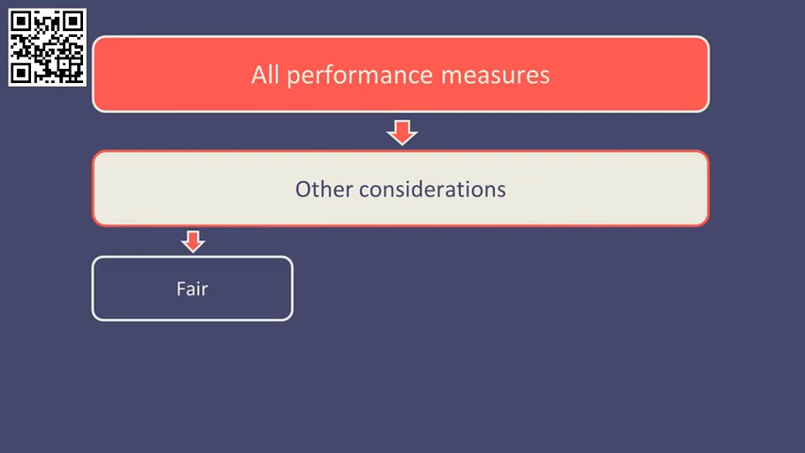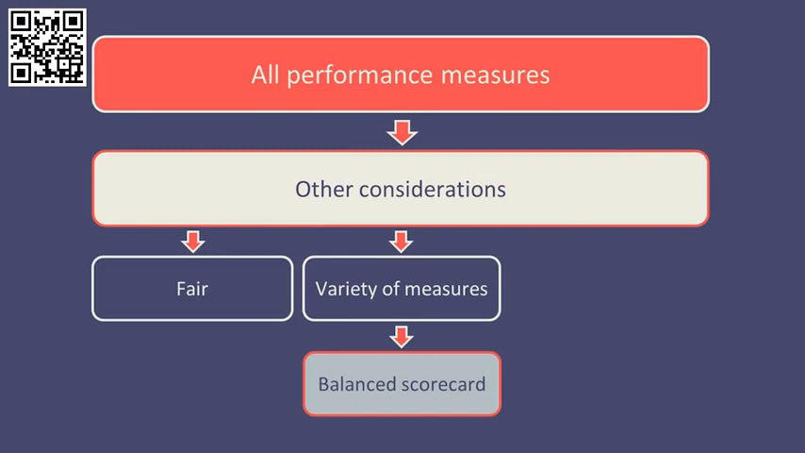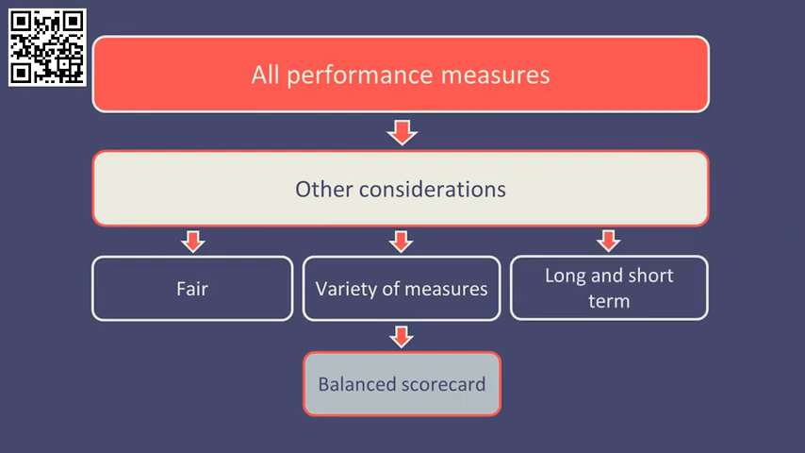In addition, the measures should be fair. If managers are targeted or incentivised for achieving certain targets, the measures should only include areas that the manager is responsible for and has direct control over. Ideally, a variety of measures should be used, and the balanced scorecard is a good example, as it ensures that performance measures are formulated from a number of different company perspectives. In addition, a mixture of both long-term and short-term achievements should be measured.